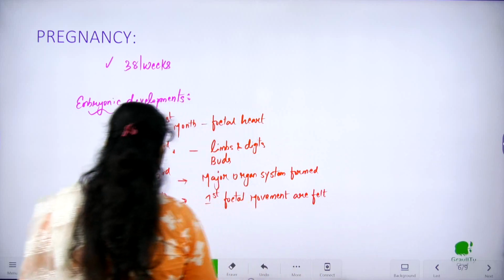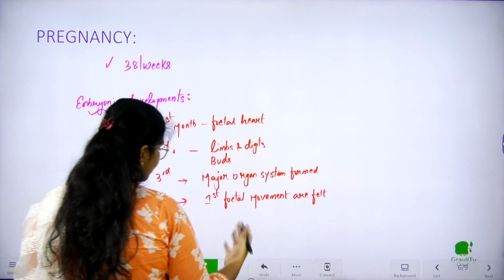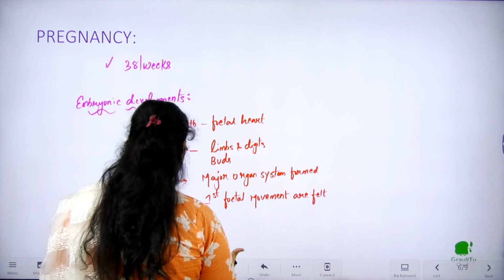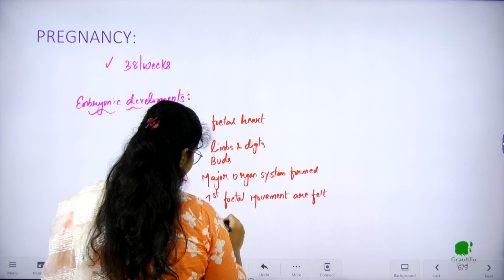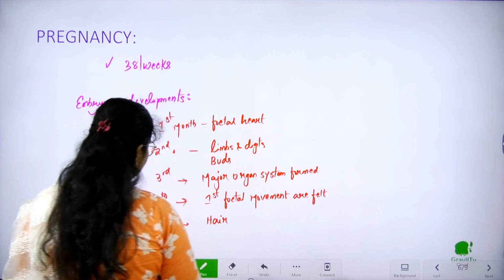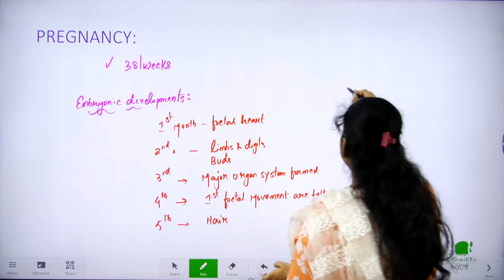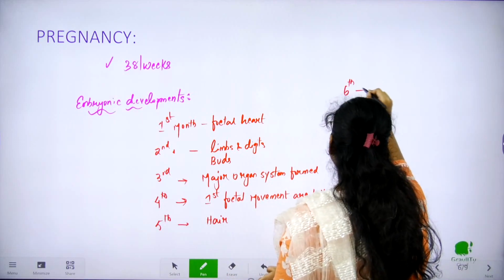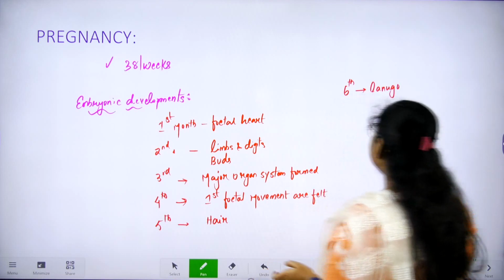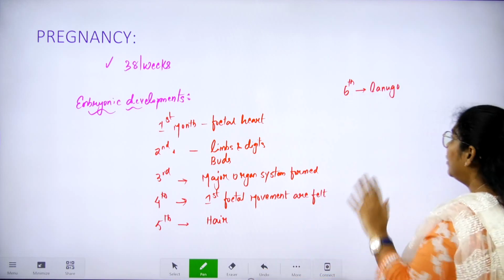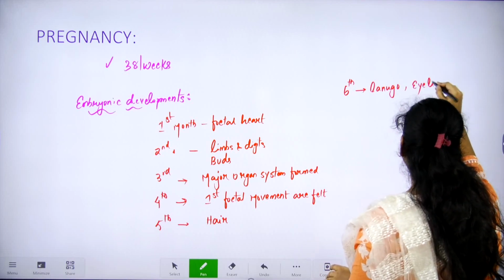Okay. By the end of the fifth month, hair will be formed, and by the end of the sixth month, we can see lanugo will be formed. Eyelids also separate. Lanugo is the hair on the body. We are mammals, and mammals have body hair as a feature. So body hair will be formed, and the eyelids separate.